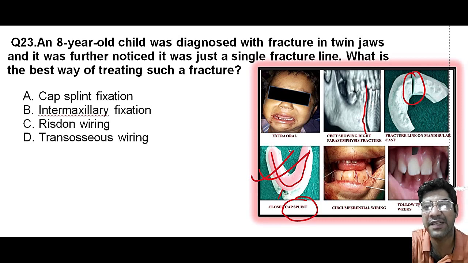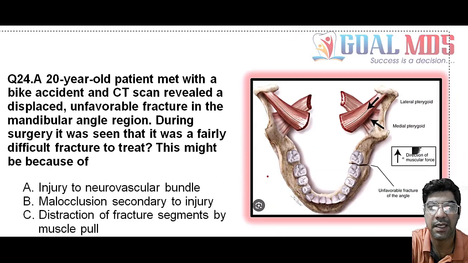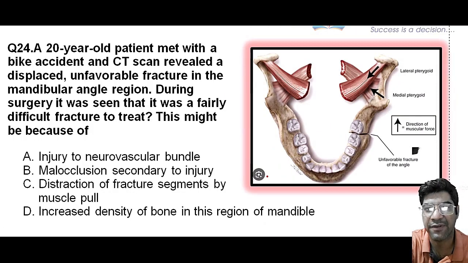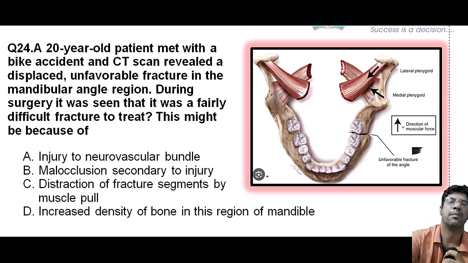Intermaxillary fixation involves wiring the upper and lower jaws together to immobilize them. Risdon wiring is used for treating mandibular fractures. Transosseous wiring involves passing wires through the bones to stabilize fractures. That technique is used for certain types of fracture, but it is not the primary method for treating a single fracture line in both jaws.